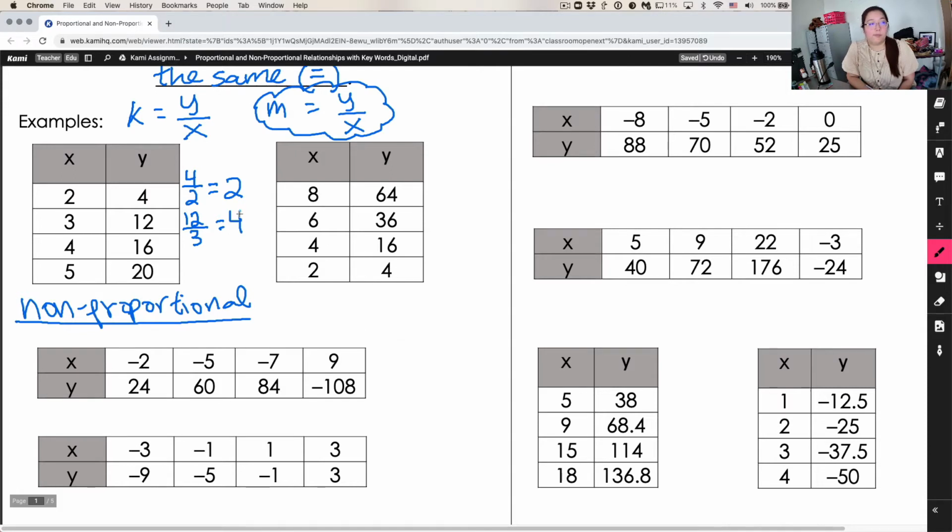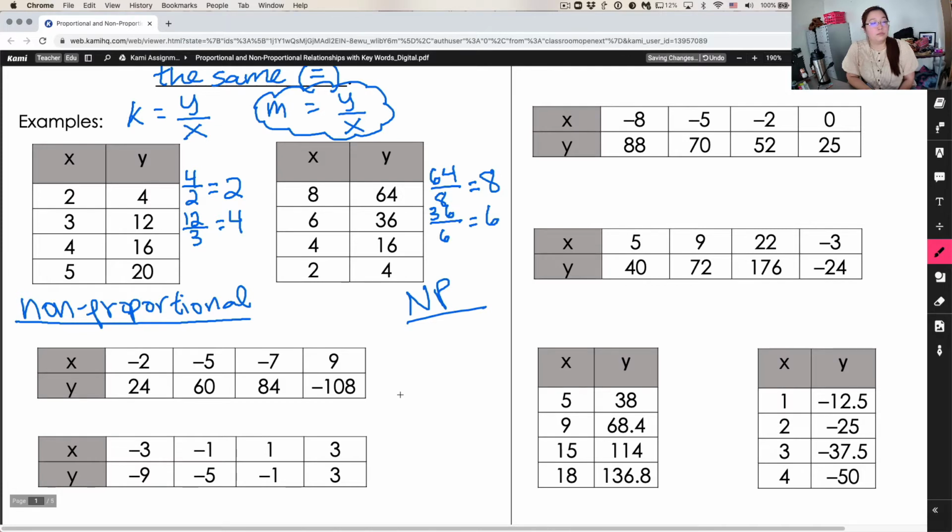All right, let's look at this one. Same thing, y over x, y divided by x. Our first point, our y is 64, our x is 8, so we do 64 divided by 8, which is 8. The next one is 36 divided by 6, which is 6. Uh-oh, we have another mismatch. This is also non-proportional.